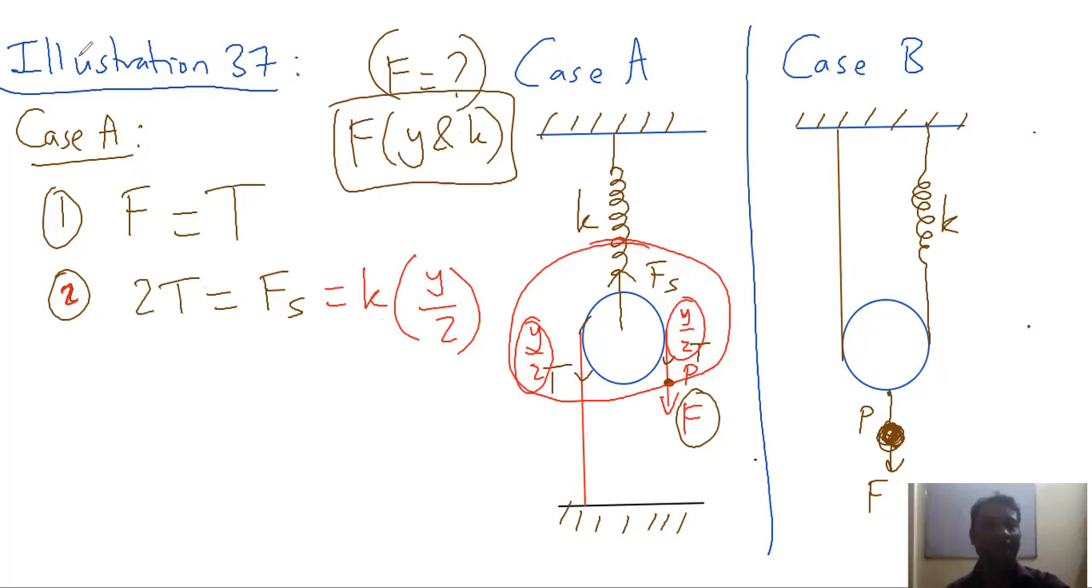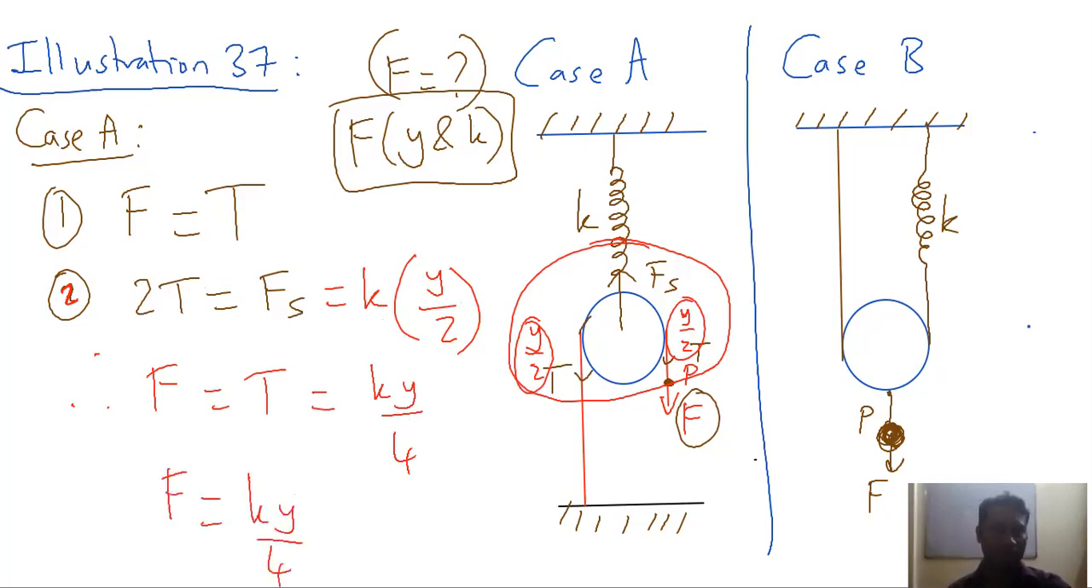So, we have found the value finally. So our value for F is T, and from equation 2, T is equal to K into Y by 4. So our answer will be F is Ky by 4. So this is how we'll solve case A. Now moving on to case B.